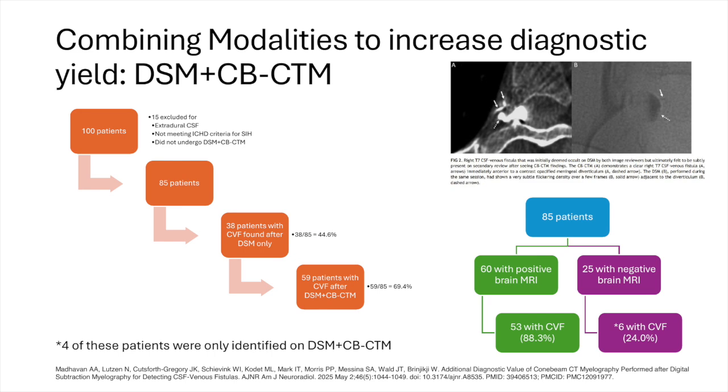38 of the patients were found to have CSF venous fistulas after DSM only, so about a 45% diagnostic yield. And if they also had cone beam CTMs after, the diagnostic yield increased to 69%.